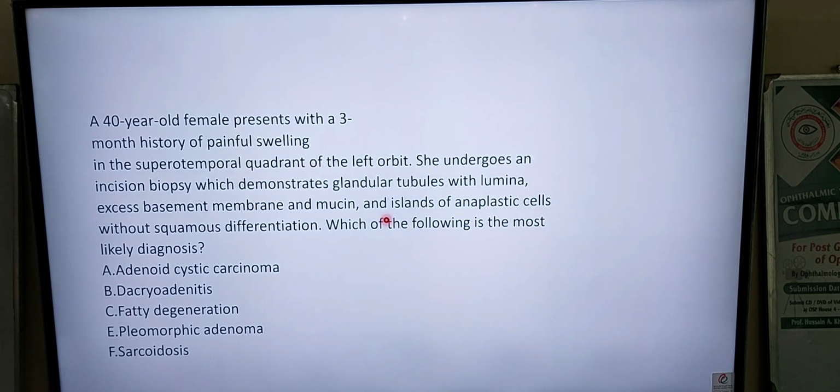A 40-year-old female presents with a 3-month history of painful swelling in the supratemporal quadrant of the left orbit. She undergoes an incisional biopsy demonstrating glandular tubules with lumina, excess basement membrane and mucin, islands of anaplastic cells without squamous differentiation. Which is the most likely diagnosis?